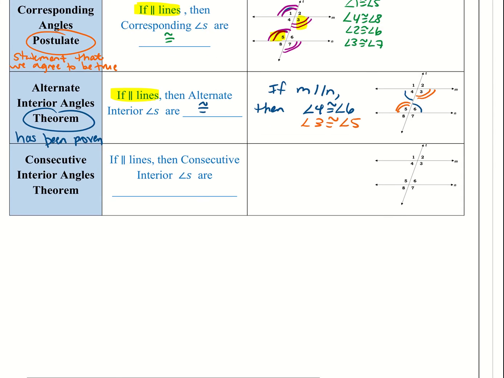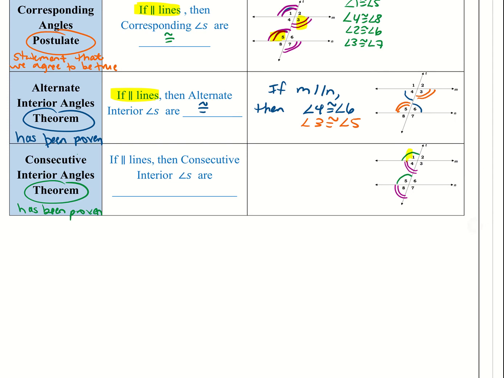All right, consecutive interior angles is also a theorem. This is something that has been proven. Now, the way that this one was proved also started with the corresponding angles postulate. Remember, 1 and 5 would have to be congruent because they are corresponding angles. 4 and 8 would have to be congruent because those are also corresponding angles, but in a different way.